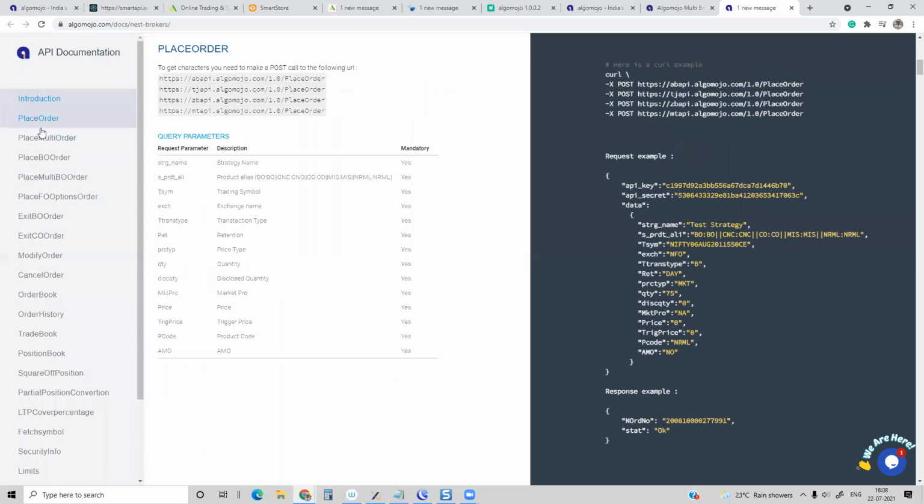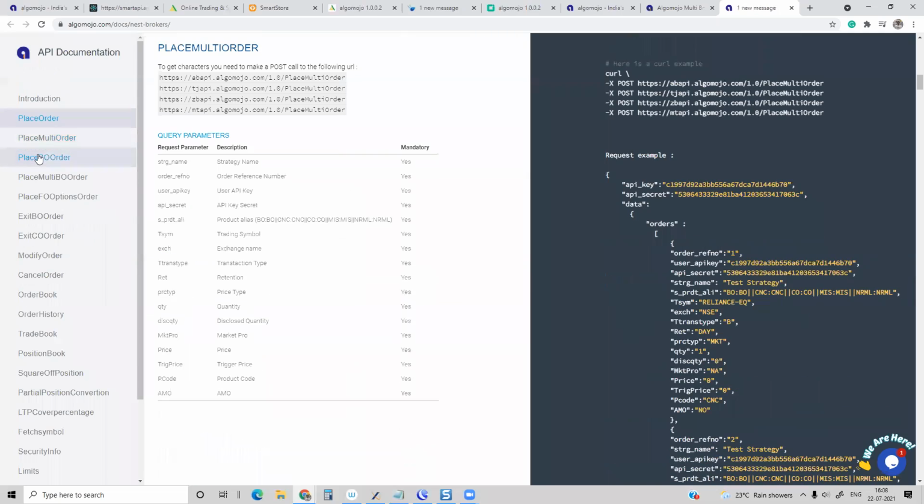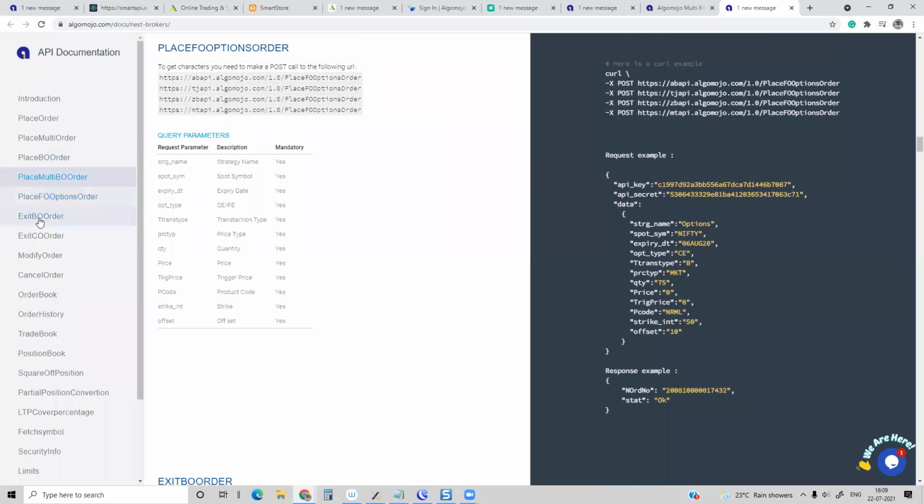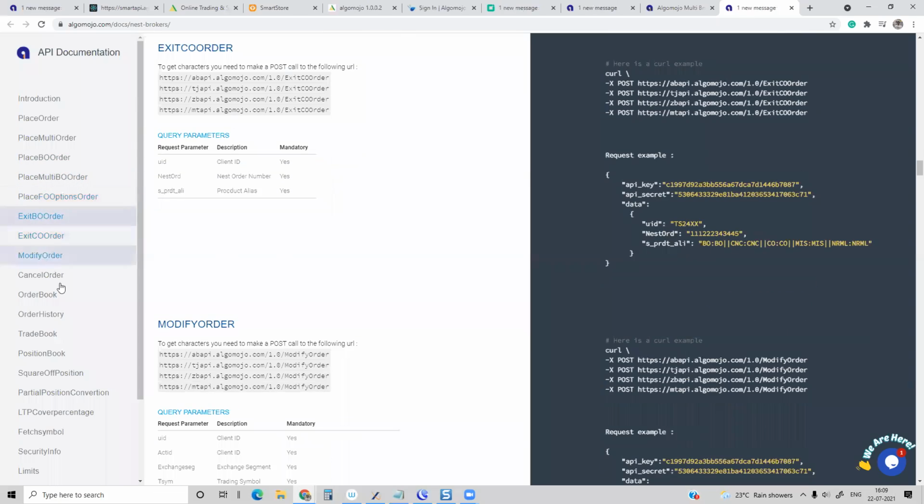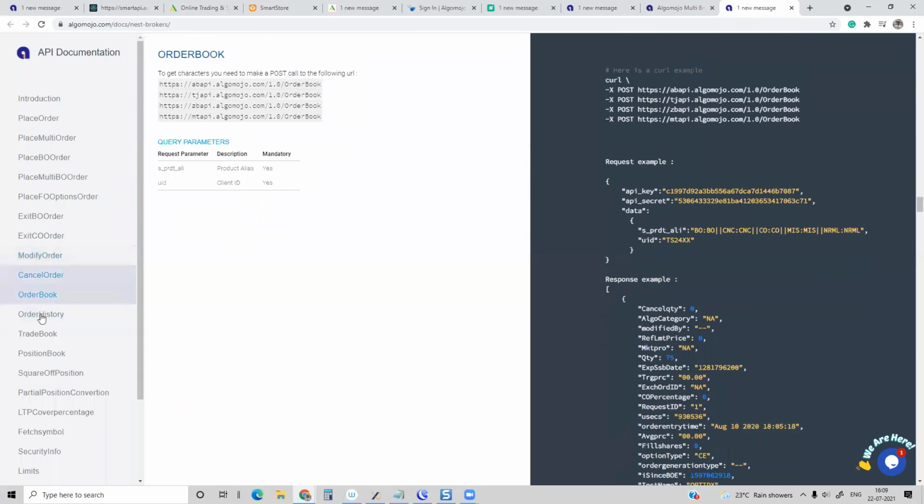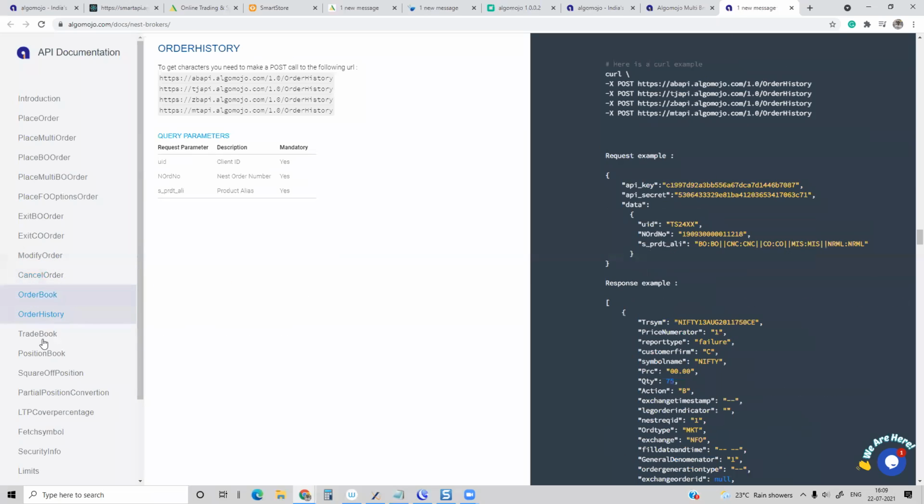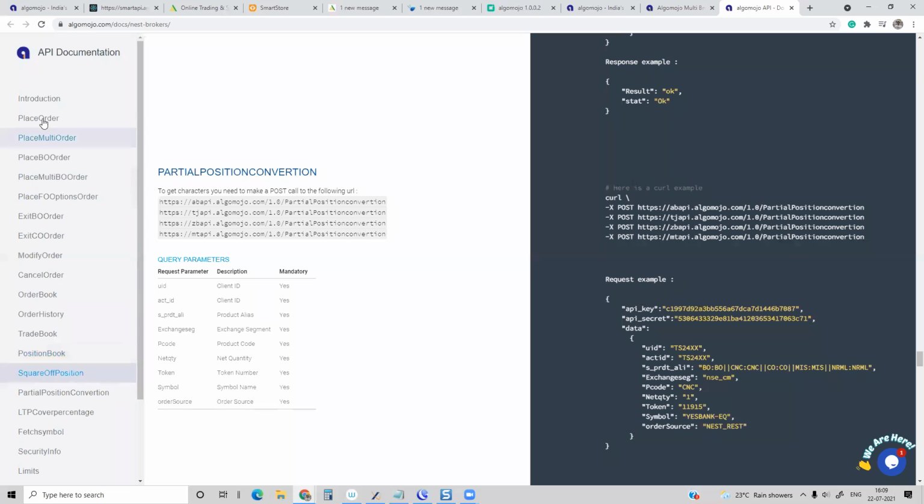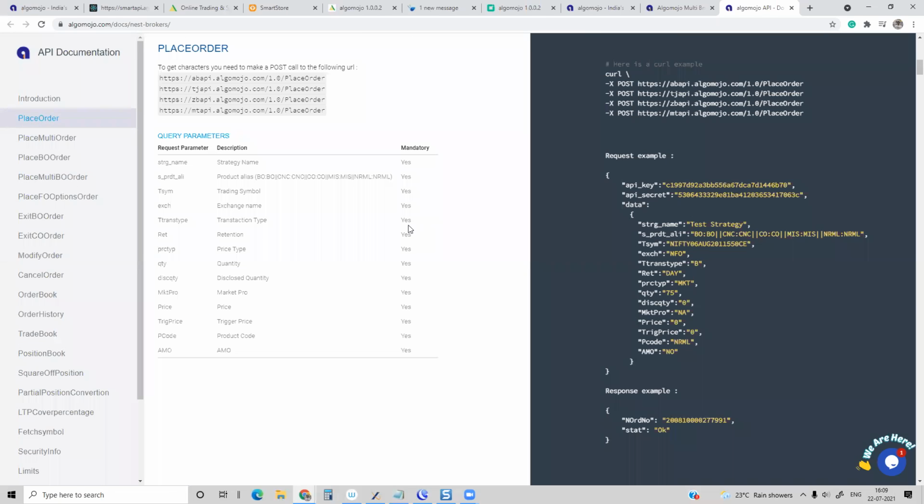You can place the order. You can place multiple orders. You can place a bracket order. You can place multi-order, F&O options order, exit bracket order, exit cover order, modify order, cancel order, order book, order history, trade book, position book, square off. So a lot more things we can do from here. So these are the facilities we can do automatically.